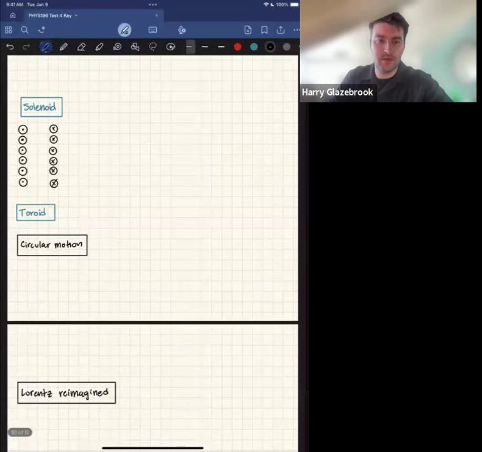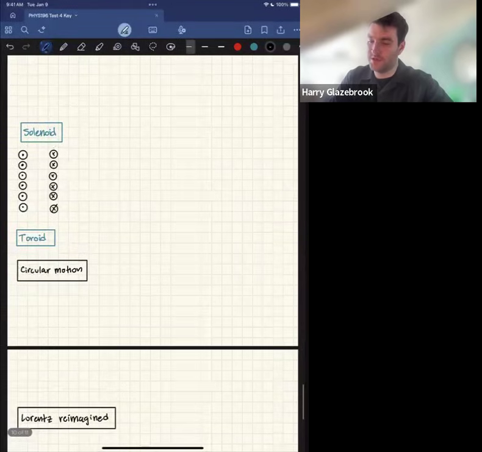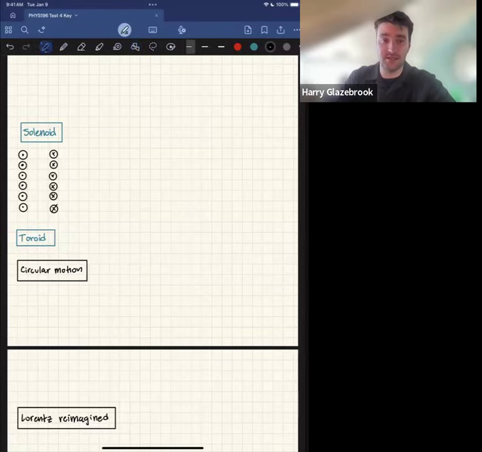Okay. A couple more equations you need to know. Basically there's a solenoid. Just write this down. If you see a solenoid, there's no magnetic field outside, no B field anywhere.